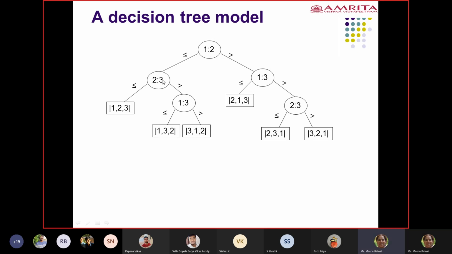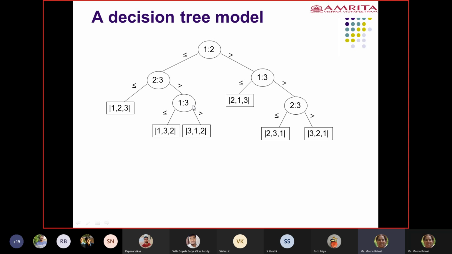Right? Now, suppose I go here. I have already found out that 1 is less than 2, but 2 is greater than 3. If I come here, it is proved that 1 is less than 2, but 2 is greater than 3. So now I do not know the relation between 1 and 3, so we compare 1 and 3. If we find that 1 is less than or equal to 3, that means my sorting order is going to be 1, 3 and 2.